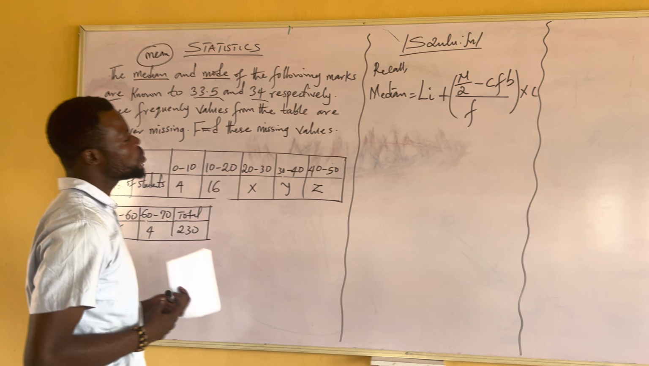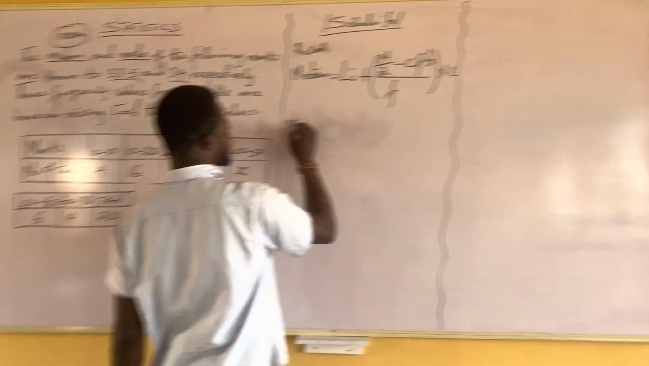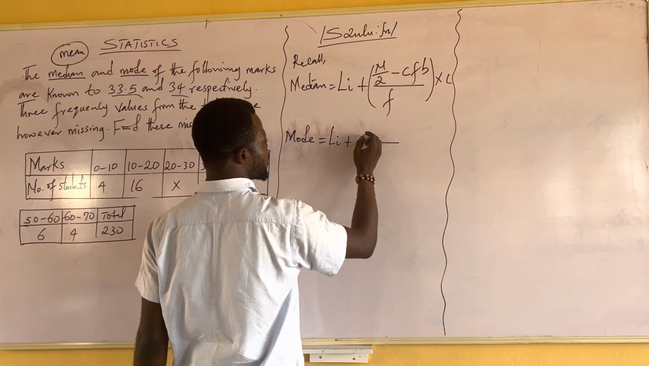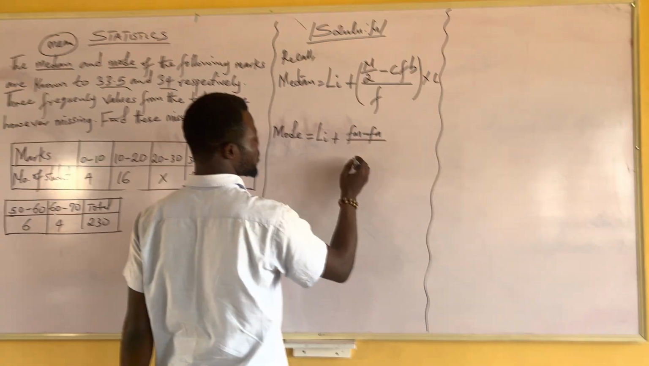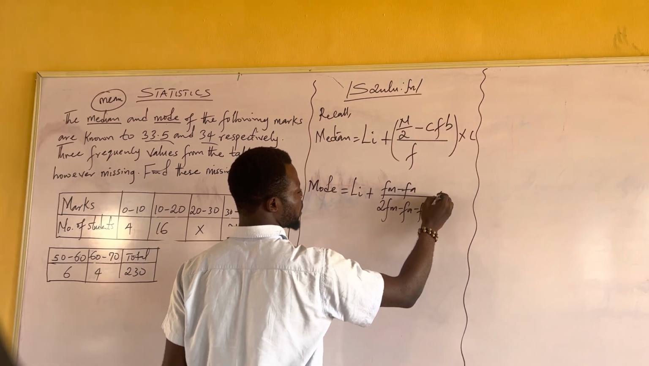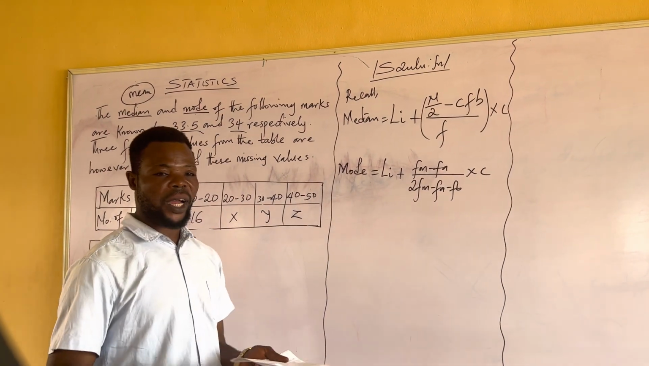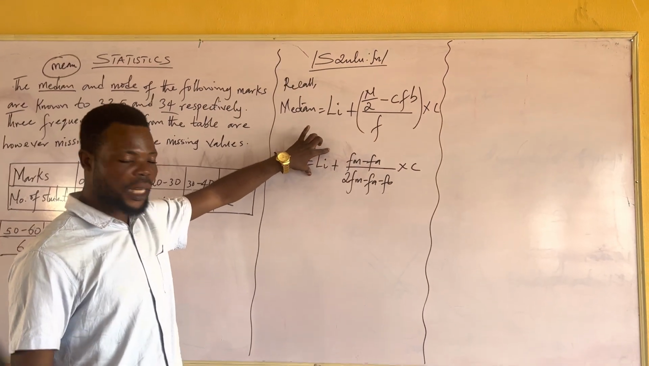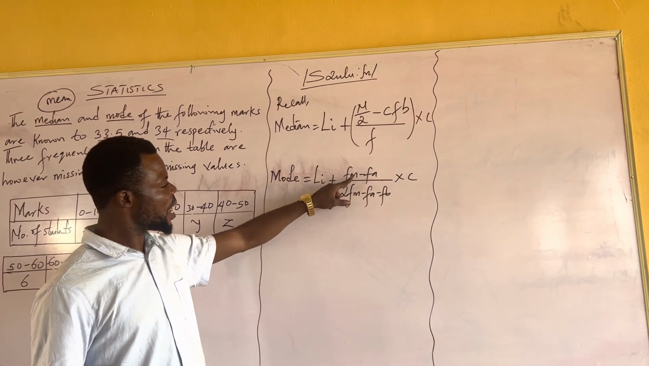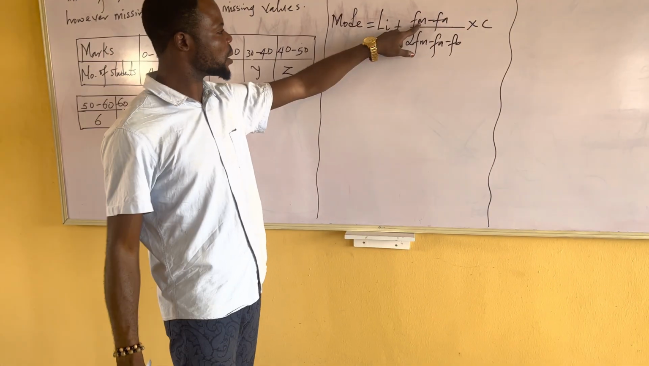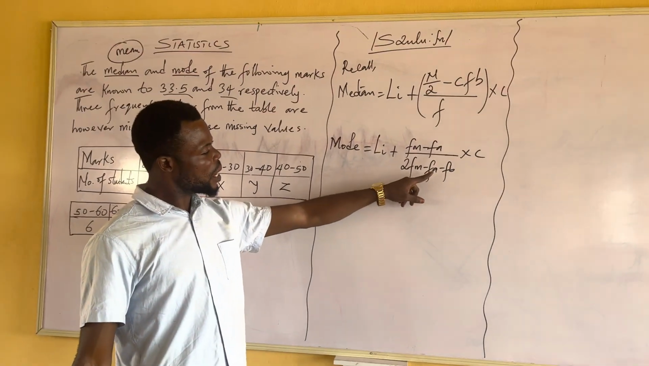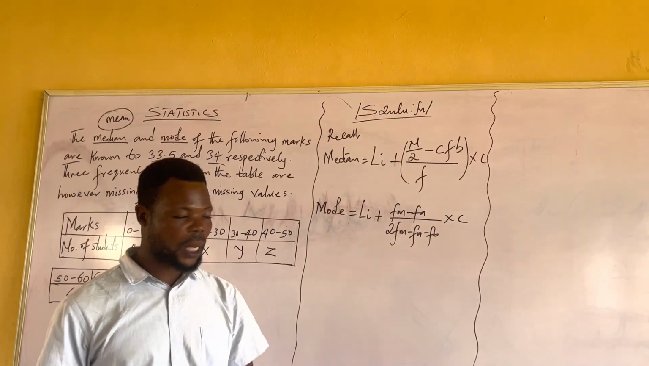Also, the formula for mode is given to be Li plus Fm minus Fa over 2Fm minus Fa minus Fb, then times C. So you have to define these terms. Li stands for the lower class boundary of the modal class. Fm is the frequency of the modal class, Fa is the frequency above the modal class, and Fb is the frequency below the modal class.